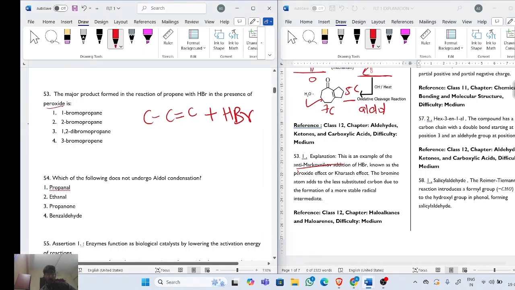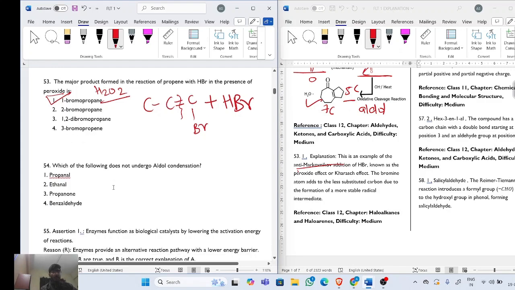Why anti-Markovnikov rule? Because peroxide is there. Peroxide means H2O2. When peroxide is there, the anti-Markovnikov rule will be followed. When there is no peroxide, the Markovnikov rule will be followed. So the double bond will open and Br will attach here. Option number 1 will be our correct answer. When there is no H2O2, Br will attach to carbon number 2.